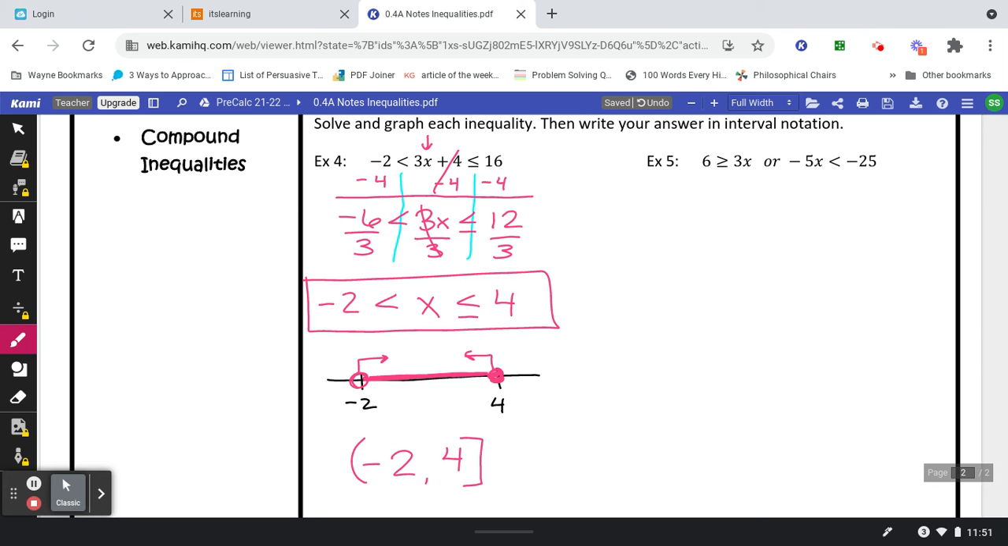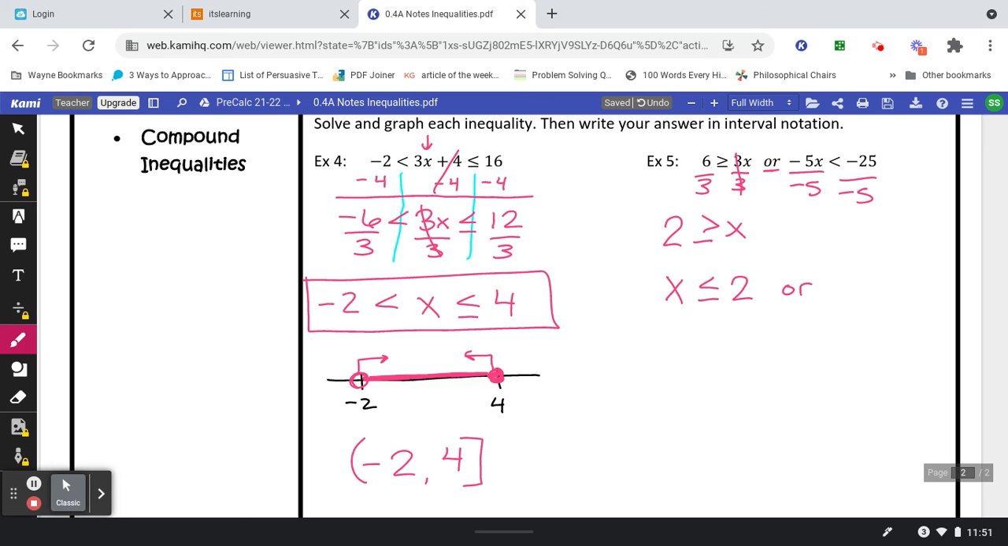The other type of compound inequality happens when you have 2 distinct inequalities with the word or in the middle. So if you have that, you're going to solve each one individually. I always like to write the x first. So I'm going to switch, switch, and switch. Bring down the word or.